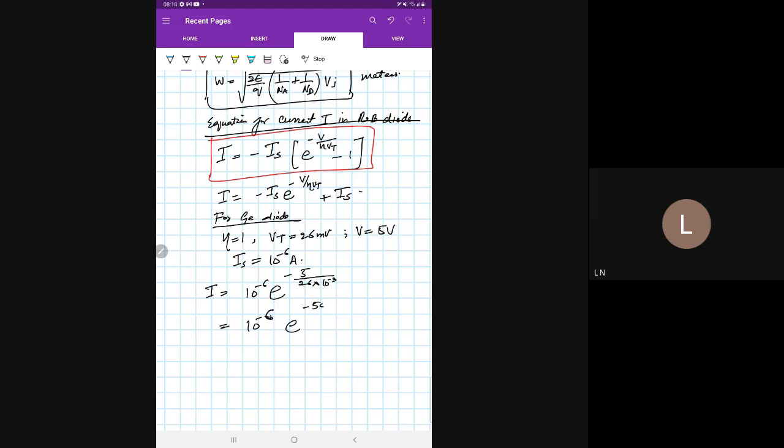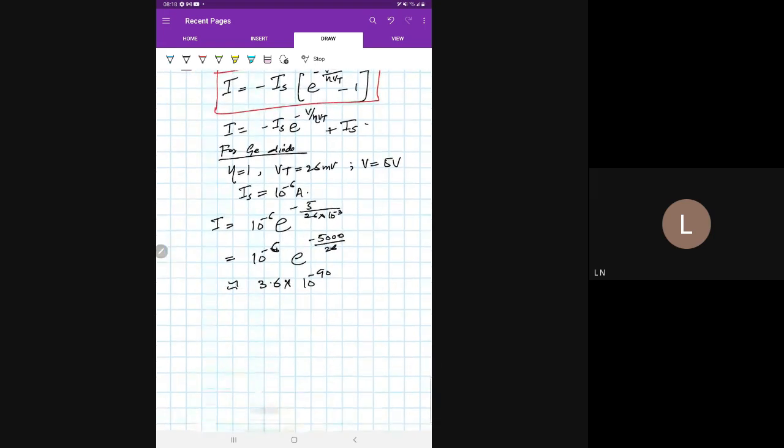which will be equal to 10 to the power minus 6 e to the power minus 5000 divided by 26. So the value will be something like 3.6 into 10 to the power minus 90. That is, the leakage current will be very small. So hence, current in reverse bias is very negligible. It is very small.